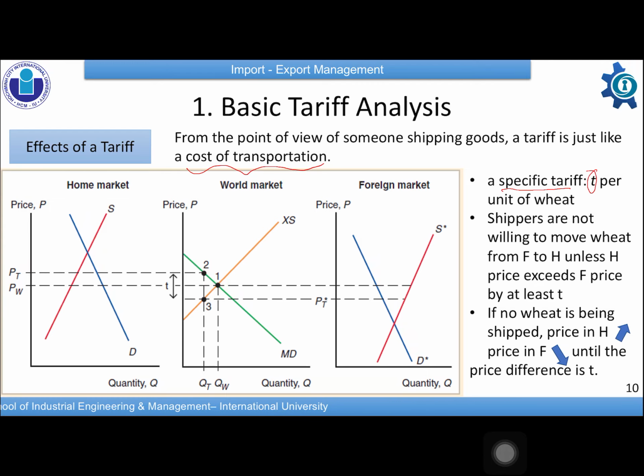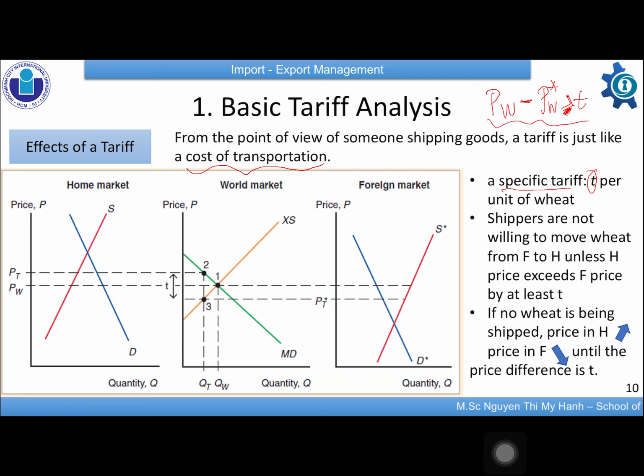So the shippers are not willing to move the wheat from foreign to home country unless the price in home country exceeds the price in foreign country by more than or equal to T. If the price in home country is higher than the price in foreign country by more than or equal to T, the shipper will move the wheat from foreign country to home country. If not, they are not willing to move. Okay.